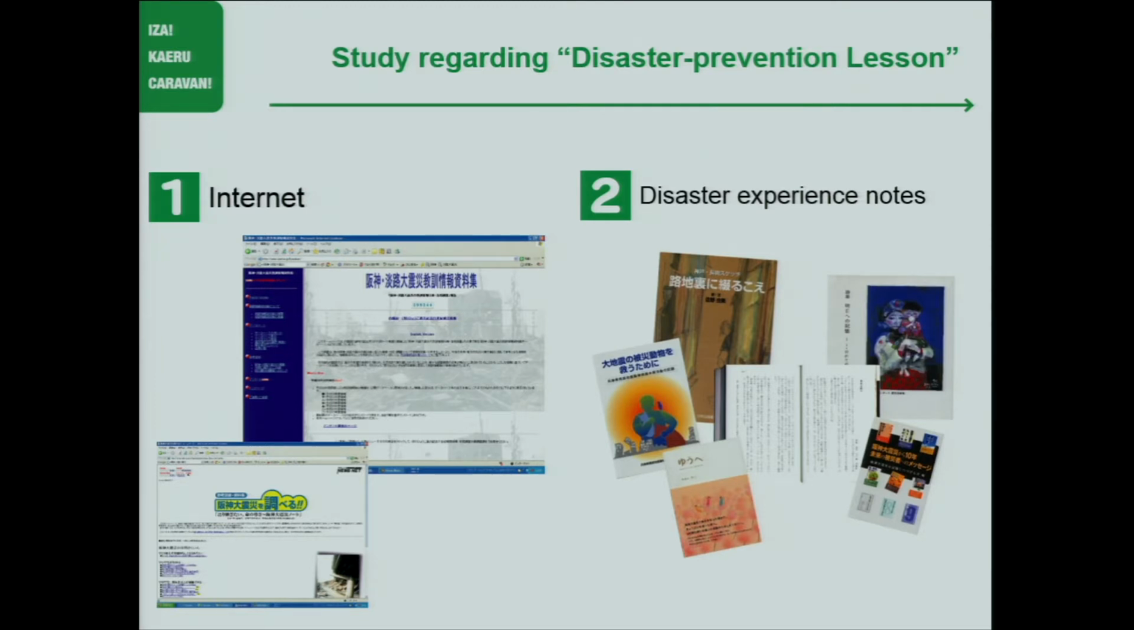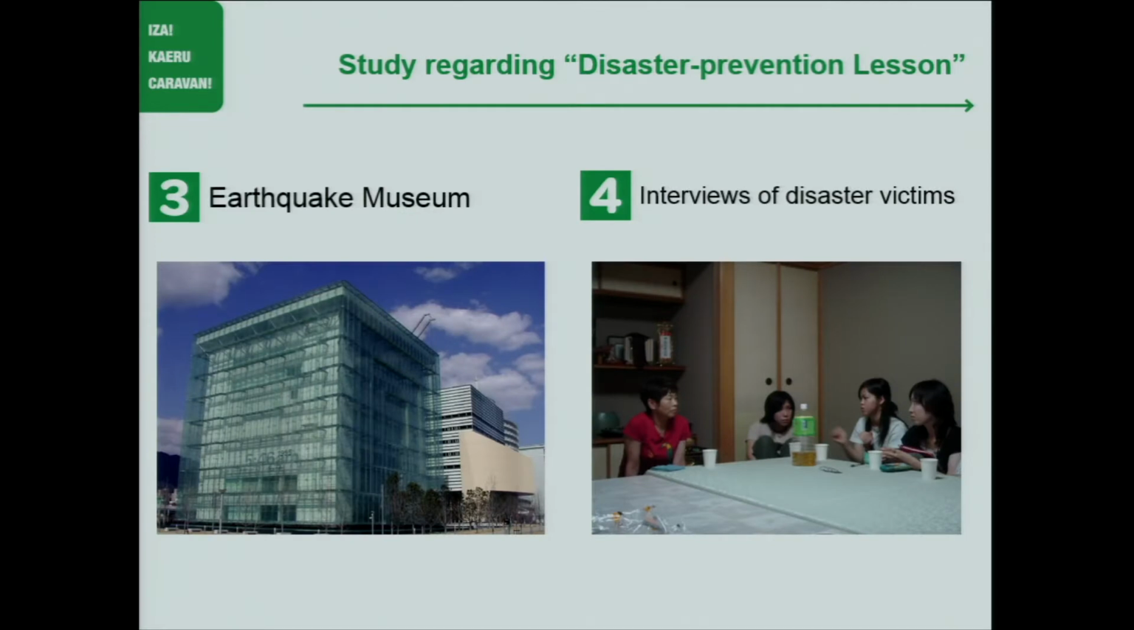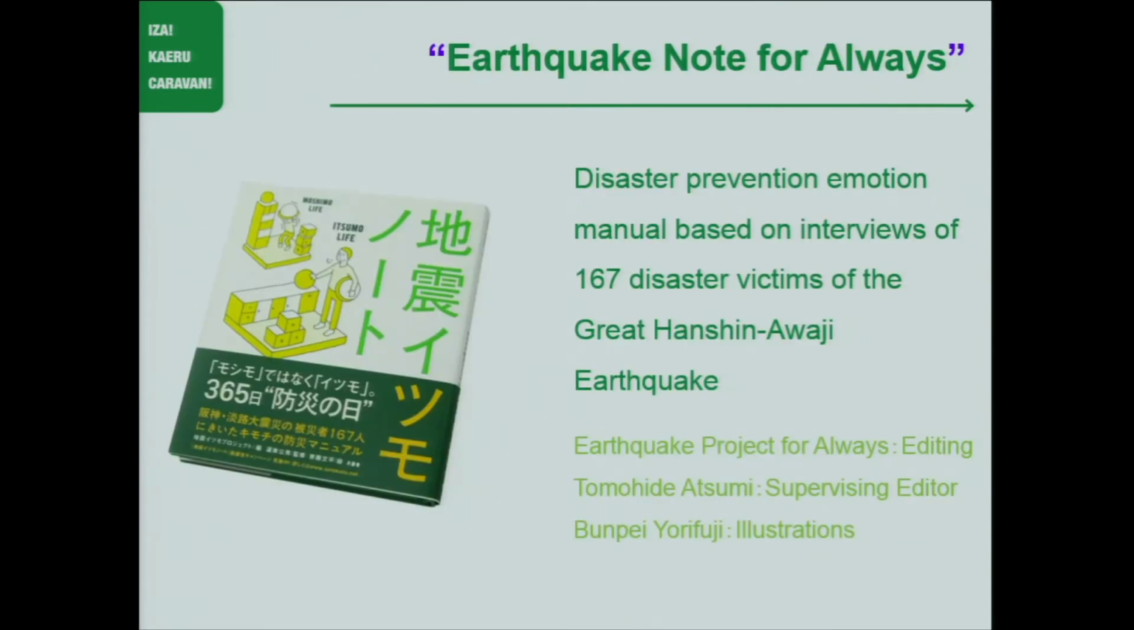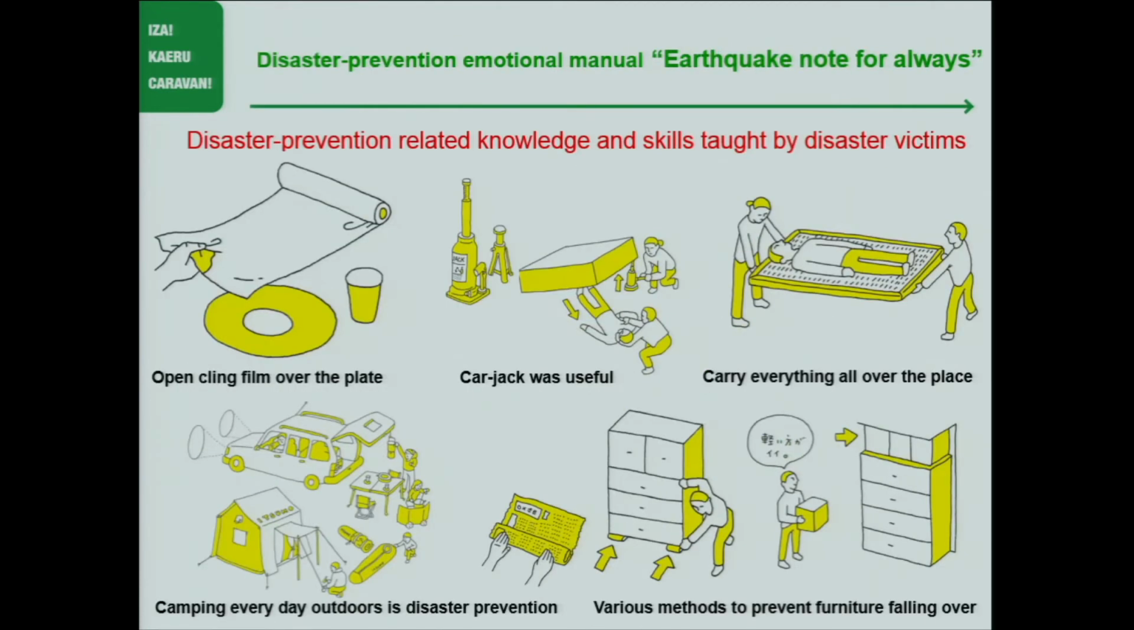And we began by conducting very thorough research. What we did was to interview the disaster victims. They know best about what has happened and what is needed, and which knowledge was most useful. We interviewed those victims. I thought this was the most useful kind of information, and we compiled that information into this book, Earthquake Note for Always. This is the book that we published. This is the content of this book.